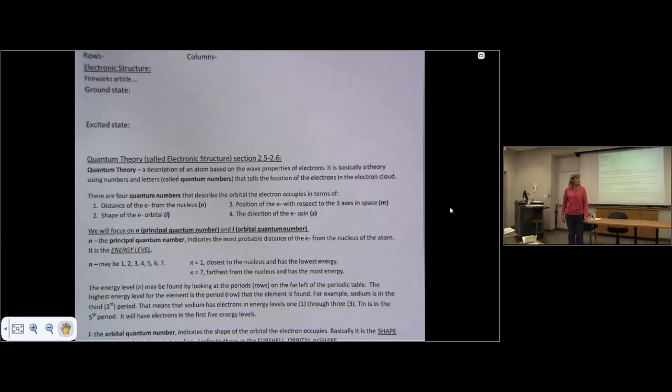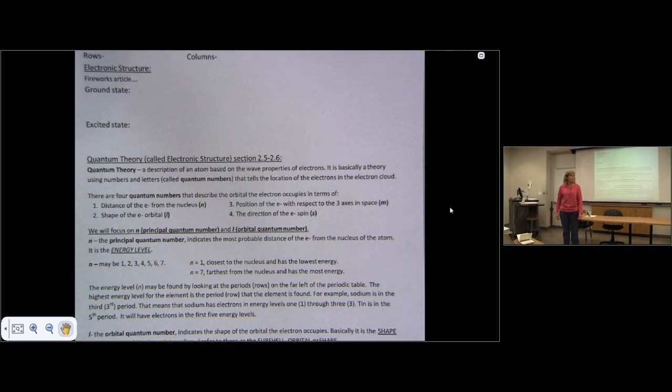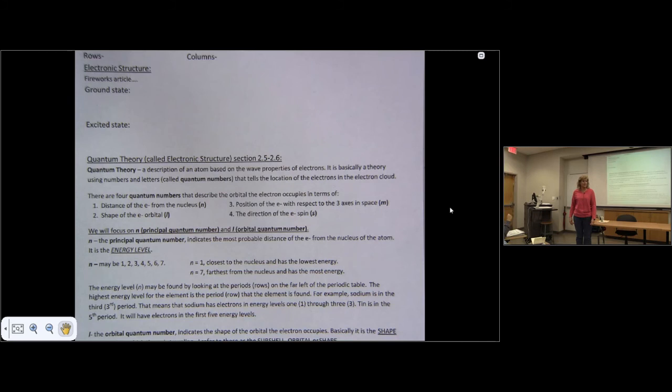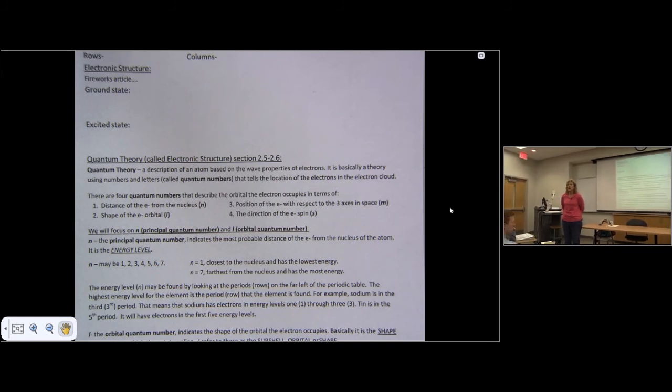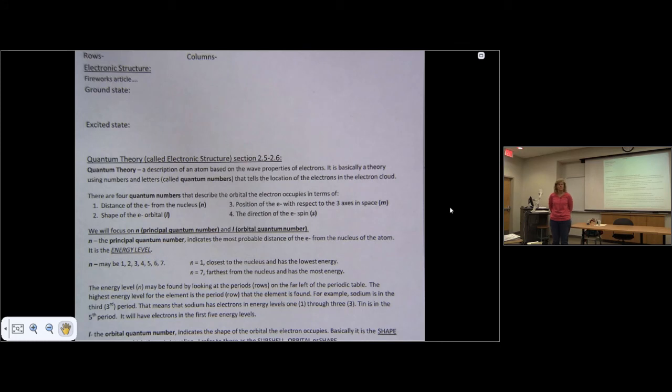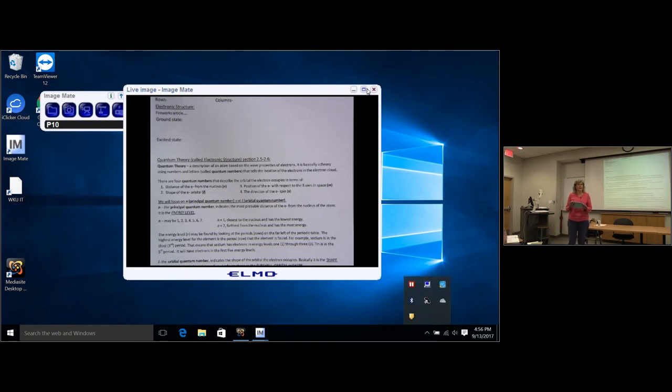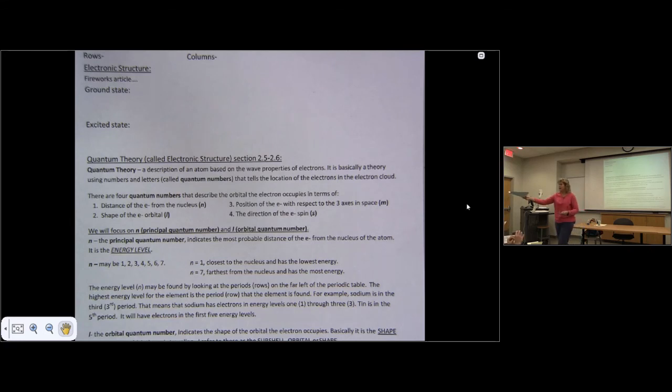How many protons does chlorine have? 17 protons, okay. How many electrons does strontium have? 38. Okay, good. Tell me how many electrons the chloride ion has. 18. Why does it have 18? Because it has a -1 charge. Good.